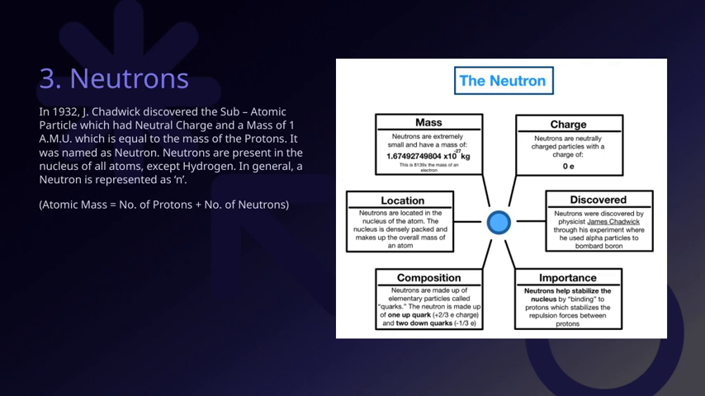When we represent a neutron, we simply use the symbol N. And a quick reminder: the atomic mass of an atom is essentially the total number of protons plus neutrons in its nucleus. This sum gives us the overall mass of the atom. Understanding neutrons helps us grasp how atoms are built and why they behave the way they do, which ties into the larger picture of atomic structure we've been exploring.